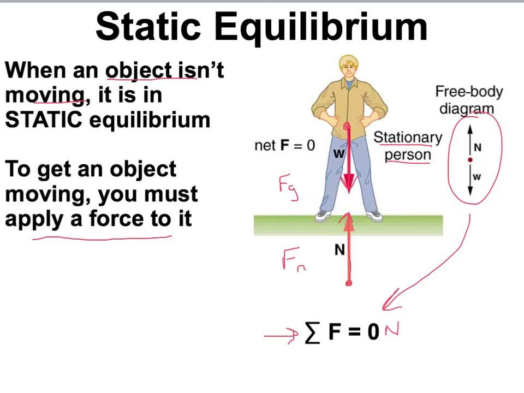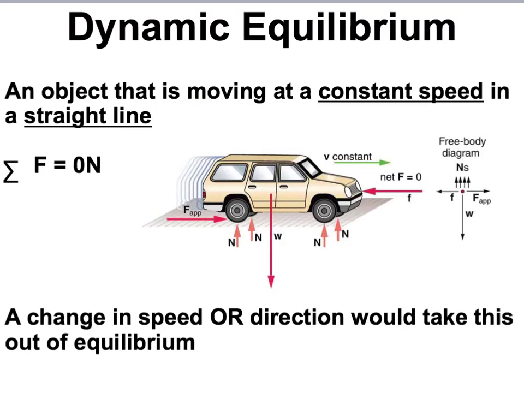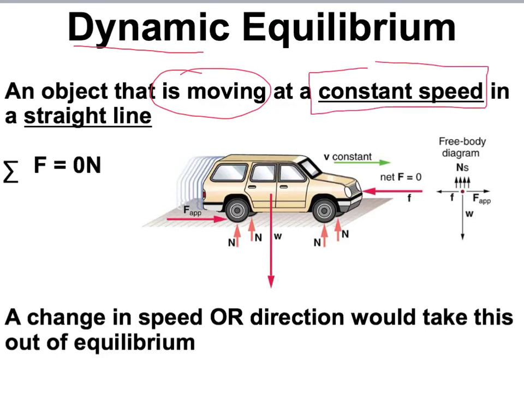Let's look at a situation where an object is in dynamic equilibrium. So remember, equilibrium means that the sum of all forces is 0 newtons, and dynamic equilibrium is just a situation where the object is actually moving. But an object can't just be moving in any way. There are two characteristics of how the object has to be moving to be in dynamic equilibrium. The object has to be moving at a constant speed, so not accelerating or decelerating, and the object has to be moving in a straight line. So it can't be moving in a circle or changing directions.